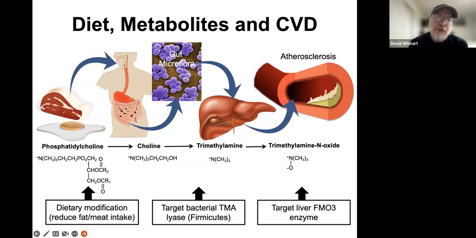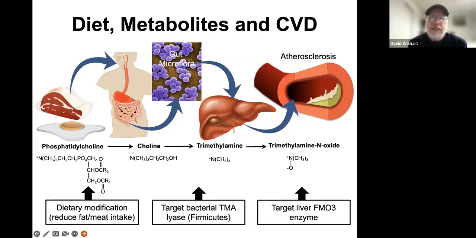So people who eat fatty foods, we do know that they tend to have higher risks of cardiovascular disease. And fatty foods have phosphatidylcholine. Phosphatidylcholine is converted in the gut to choline. The gut microflora will then convert the choline to something called trimethylamine. That trimethylamine will go to the liver and it's converted to trimethylamine oxide. And trimethylamine oxide is an atherogen, or it causes atherosclerosis by acting on foam cells. And so the idea is, what can we do to try and reduce the risk and reduce TMAO?